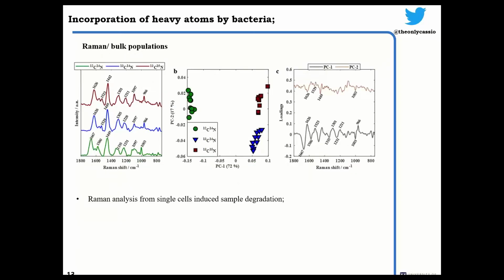Here we have the Raman results. Once again, we can see some shifts in the position of some peaks, which are also affected by the incorporation of heavy isotopes. The clustering patterns are very similar to those we obtained for the infrared signatures. We did not perform one analysis on single cells because we were inducing sample degradation.